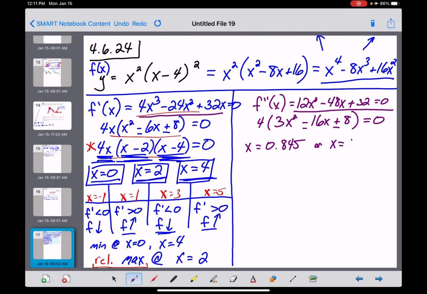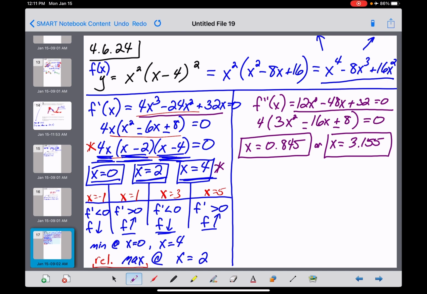3.155. Okay, this doesn't shock me, by the way, guys. When you're writing a problem like this, it is very difficult to get a polynomial whose first derivative has rational solutions and then to get its second derivative to do the same. When I've tried to make problems that do that, it's pretty difficult to come up with.